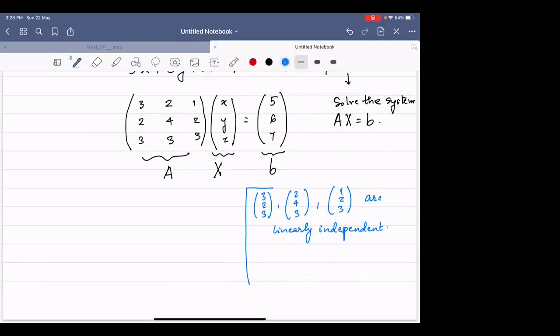Now we are going to move from the question of when it has a solution to how to find the solution. Okay, so how to find this solution?